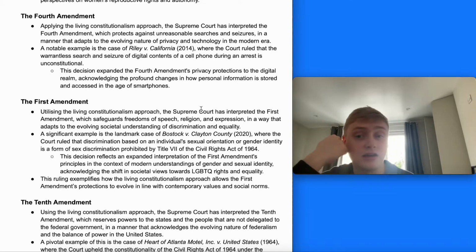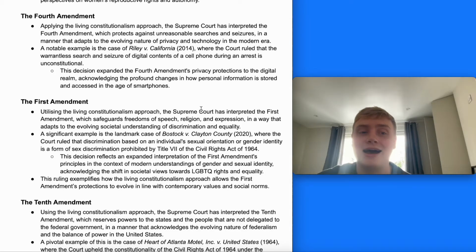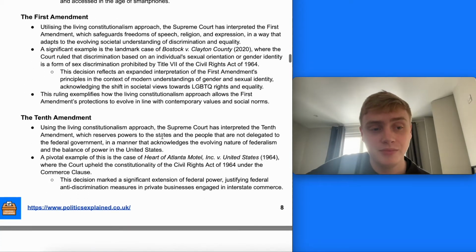So you can see this in Riley v. California, which we've looked at in a number of videos now, where the court ruled that the warrantless search and seizure of digital contents of a cell phone during arrest is unconstitutional. And this extended the 4th Amendment's privacy protections to the digital realm, acknowledging the profound changes in how personal information is stored and accessed in the age of smartphones. So the living constitutional approach updated it to the modern day.